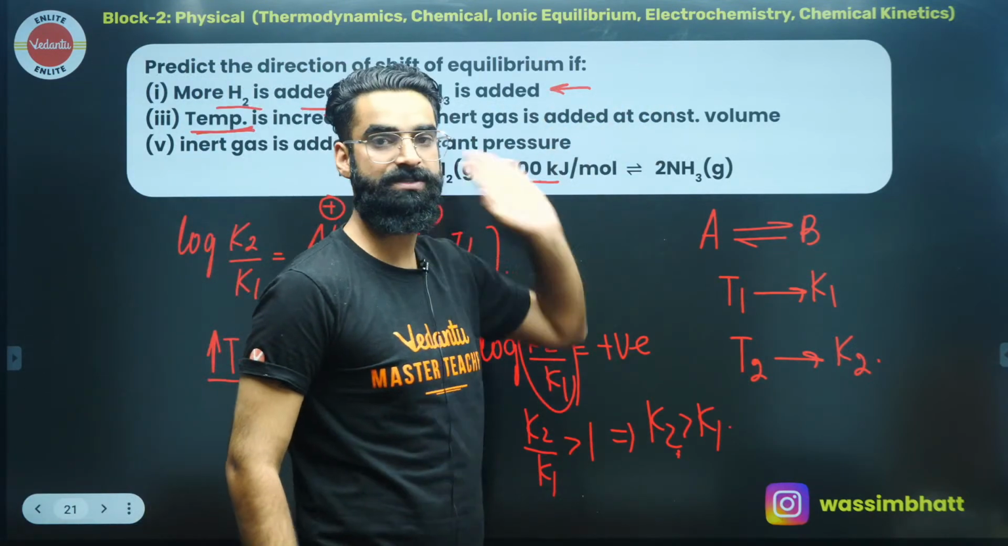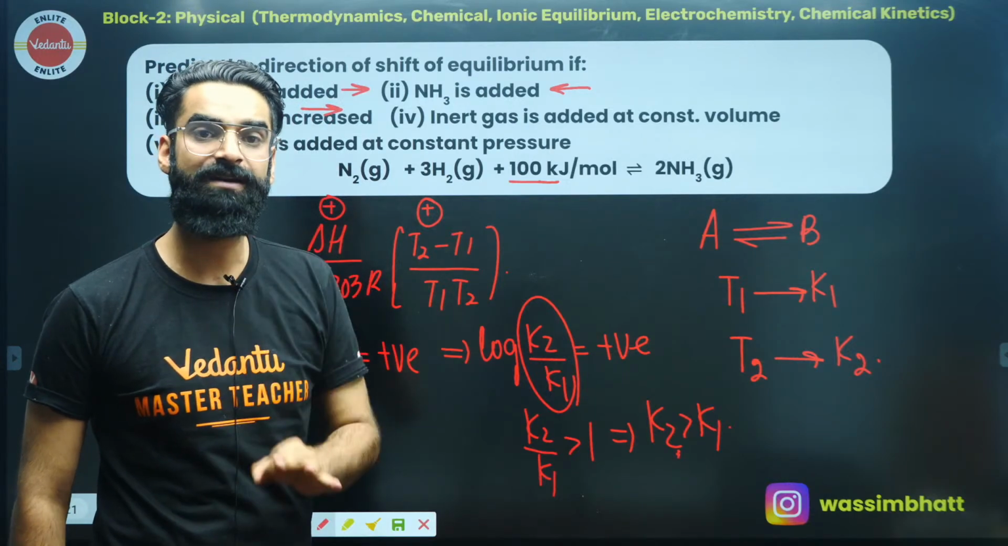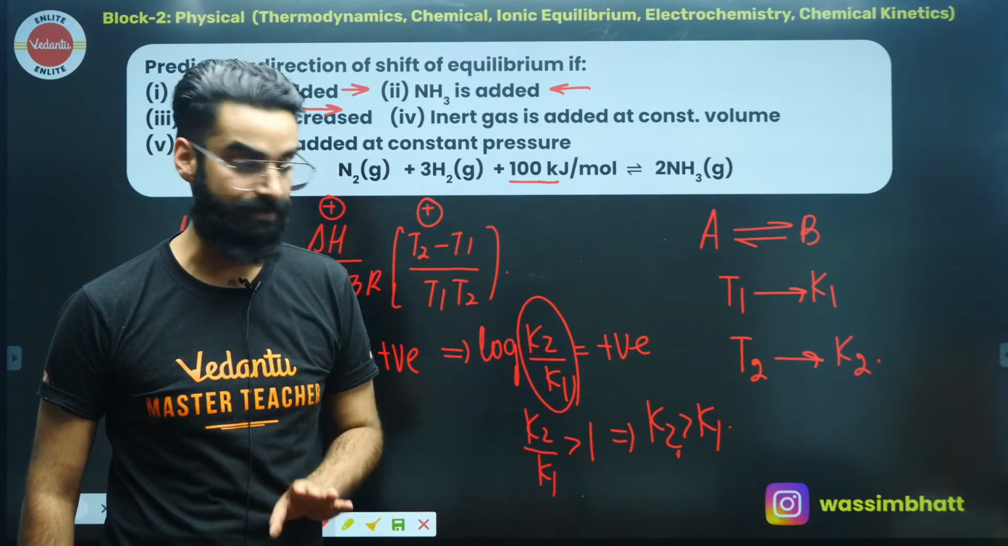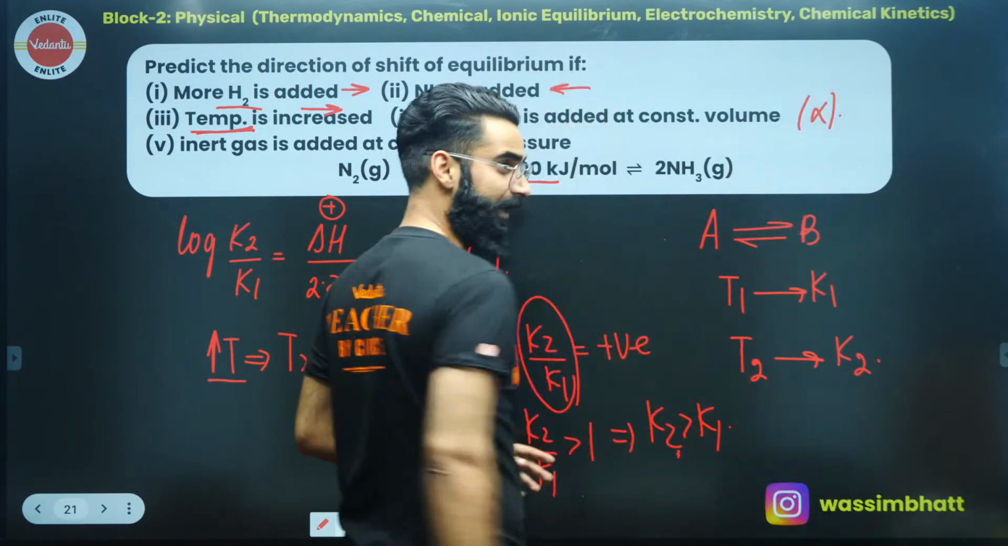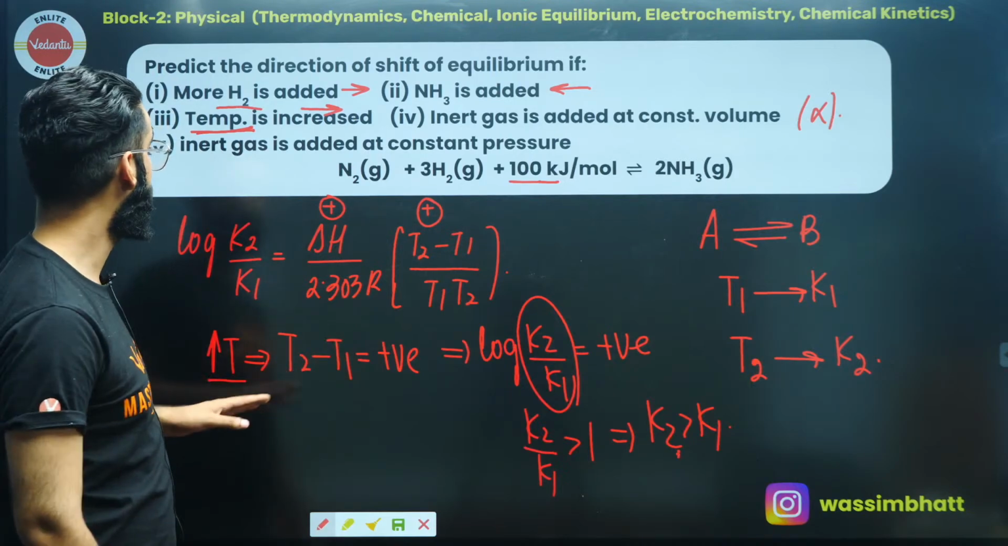Inert gas is added at constant volume. Whenever inert gas is added at constant volume to a system which is at equilibrium, there will be no shift of equilibrium, no shift at all. Inert gas at constant volume, no shift at all.